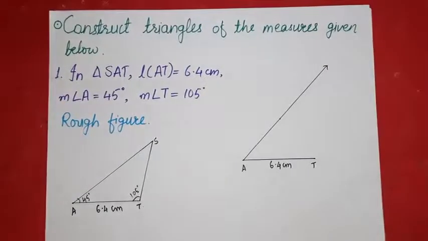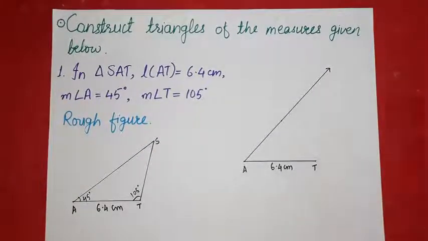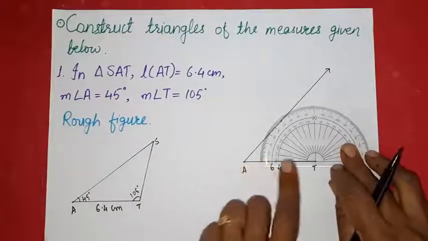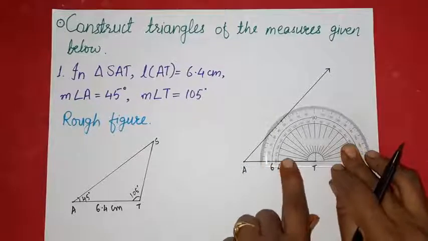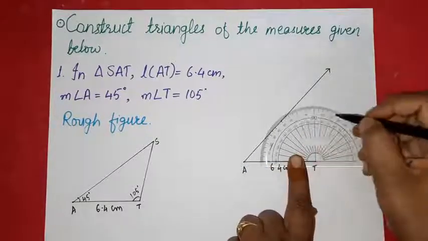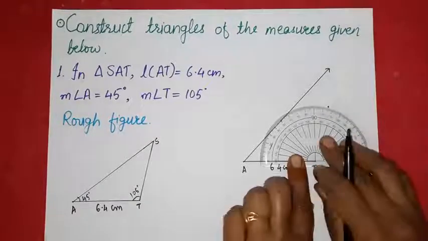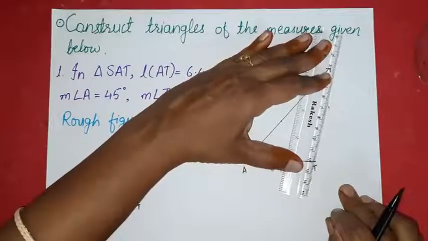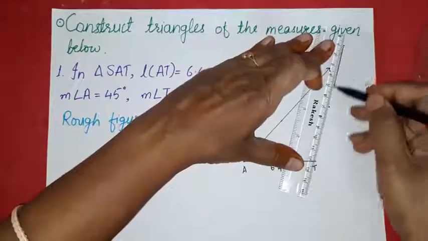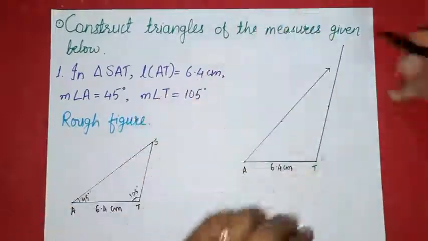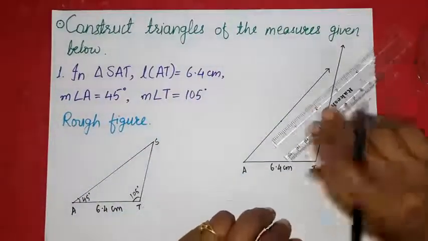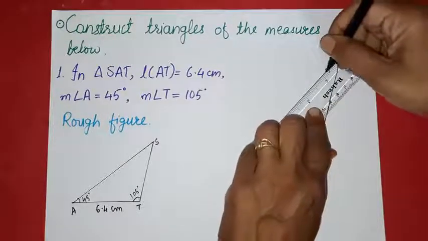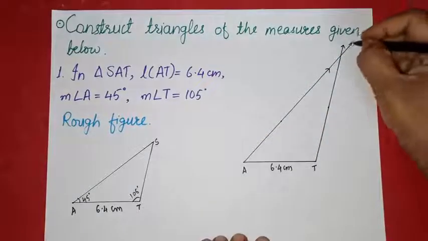Draw the ray. Now here measure of angle T is 105 degree, so we will put the protractor here. Now as we are overlapping the segment on the left, we will take the scale from the left, that is 0. It goes up to 105 here, so put the dot for that. Now join them. Now give the arrow. As these are not intersecting, so we will extend them. Now here you got the vertex S.